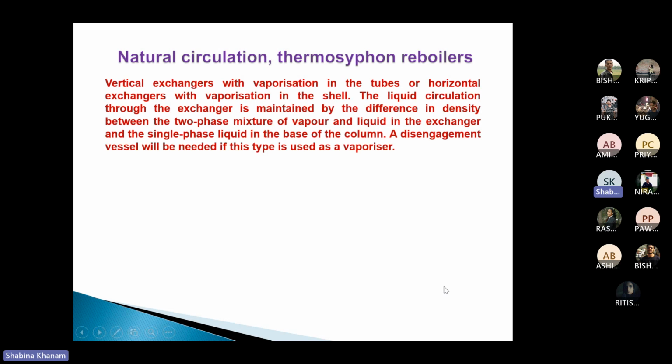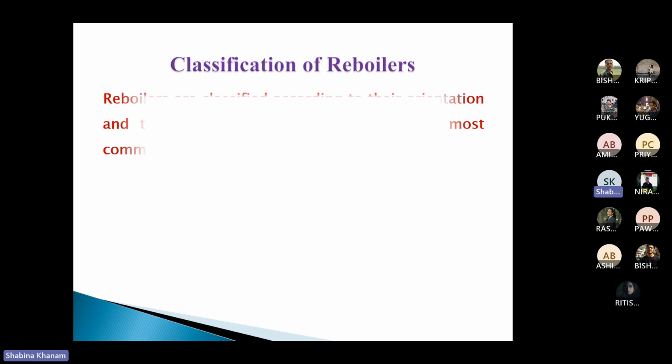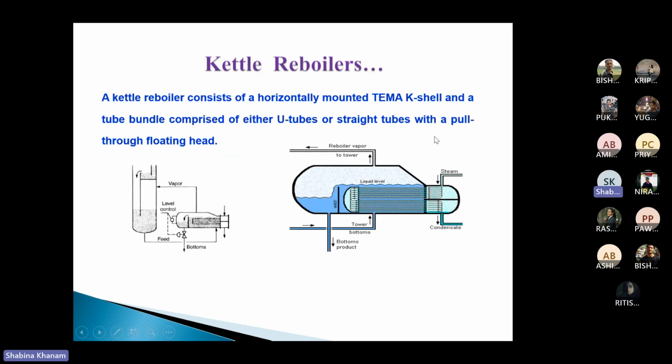So this is a vertical exchanger with vaporization in the tube, or a horizontal exchanger with vaporization in the shell. So that is a very important parameter. If you consider the kettle type reboiler, there vaporization will always occur in the shell side. It's not like any variation is there, because placement will always be horizontal. I'm talking about the kettle reboiler, right? And boiling or vapor formation will occur only in the shell side.